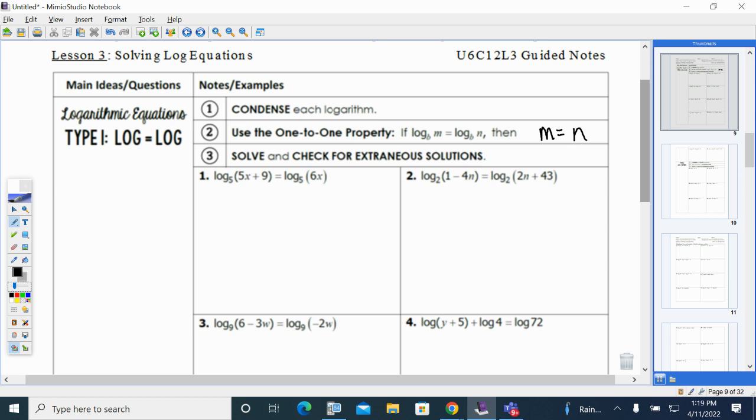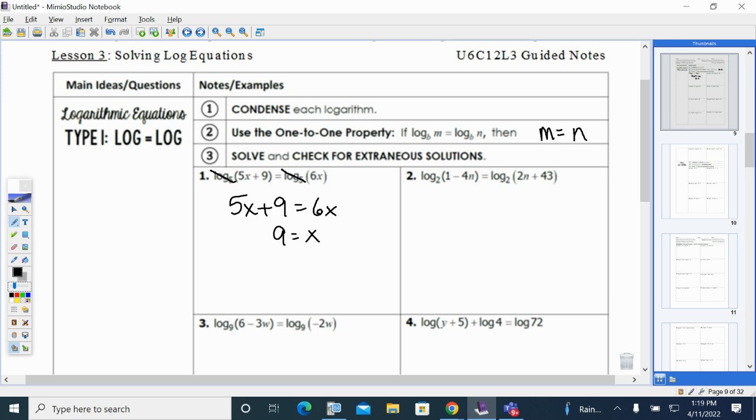So looking at an example, let's start with example number 1, something very simple. Log base 5 of 5x plus 9 is equal to log base 5 of 6x. What's happening here in that one-to-one property is your logs are basically going to go away, and you've got your 5x plus 9 is equal to 6x, and then we want to solve. Subtract the 5x, and you get x is equal to 9.